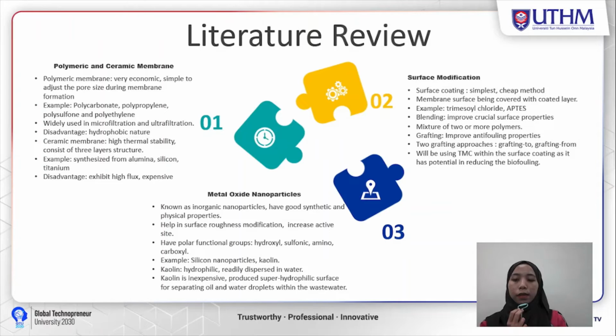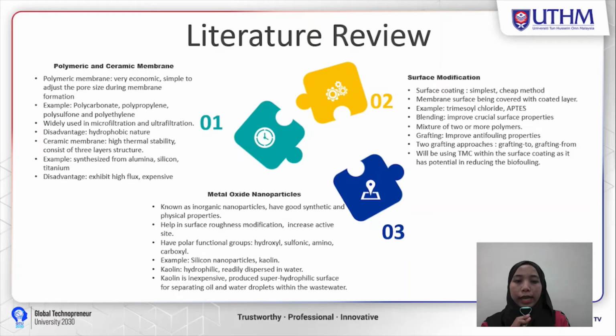It consists of a three-layer structure, which are the support layer, transition layer, and function layer, in a sandwich-like structure. Ceramic membrane also has high thermal stability. The disadvantage of ceramic membrane is that it exhibits high flux and is expensive. There are three surface modification methods, which are surface coating, blending, and grafting.